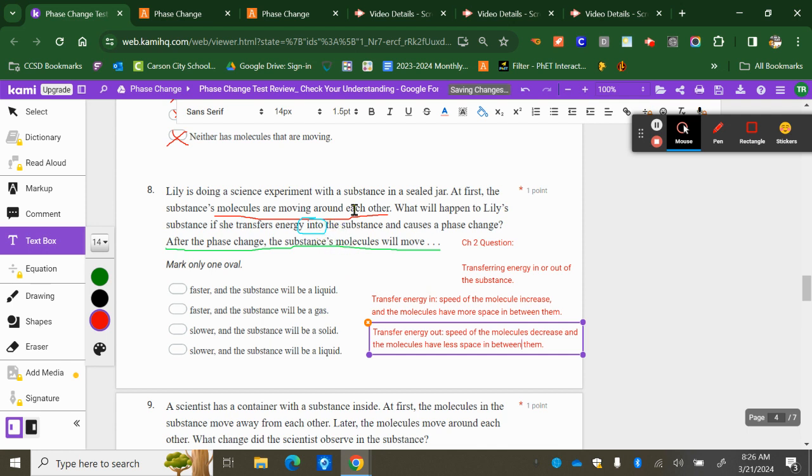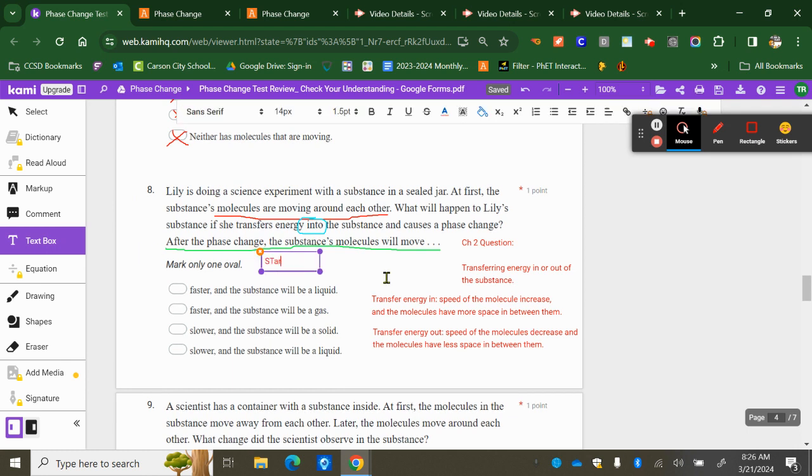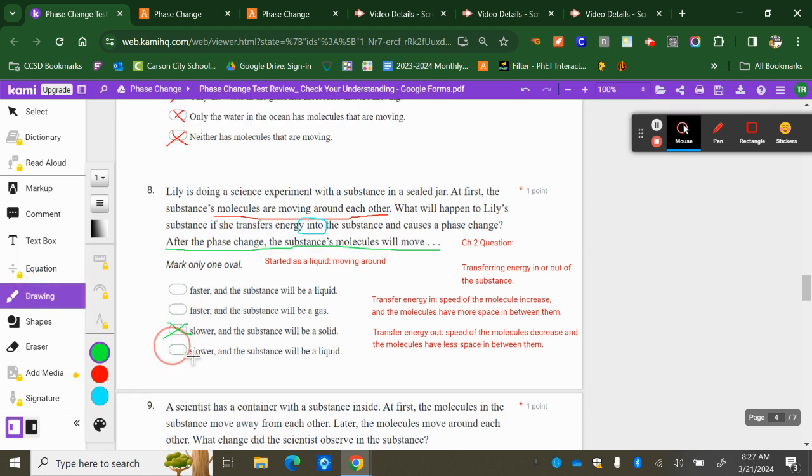The molecules are moving around each other. What do we know about moving around? Moving around means that they started as a liquid. So they were moving around, they started as a liquid, and I'm transferring energy in. We just observed that when we transfer energy in, the speed of the molecules increases. So I know that they're going to be going faster. So already I can get rid of the slower option. I want to pay attention to faster.